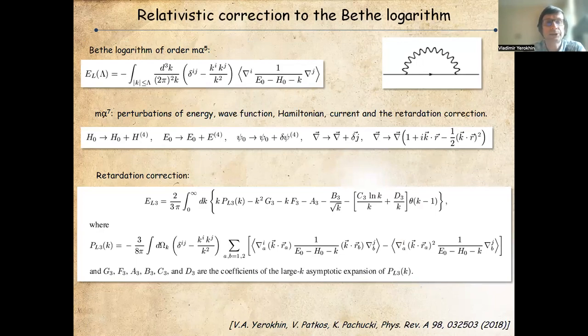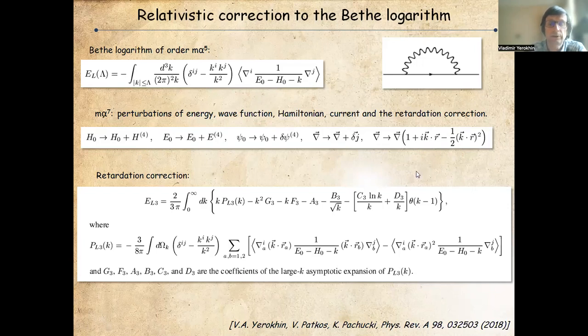The second kind of problem is more numerical, and it concerns the calculation of the relativistic correction to the Bethe logarithm. So this is again the standard Bethe logarithm of order m alpha^5, and we need the relativistic correction to this, and it arises as a correction to the Hamiltonian, to the reference state energy, to the wave function, then to the current, and finally this is the retardation correction to the current.